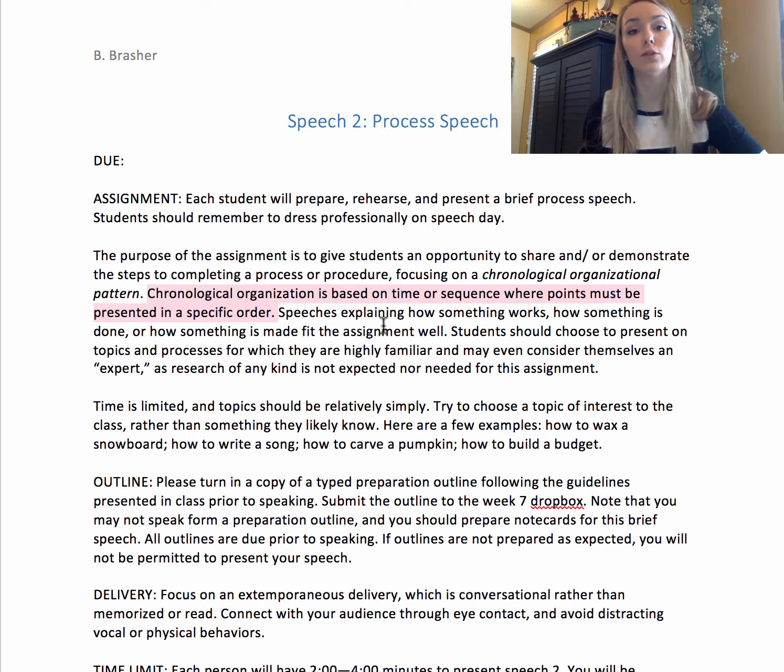Topics to avoid are like how to make a peanut butter and jelly sandwich. We can all figure that out, okay? So tackle something a little bit more challenging. I've had things like how to wax a snowboard. I've had things like lots of baking, how to bake something, how to make a certain recipe. How to make mac and cheese is not a good speech.